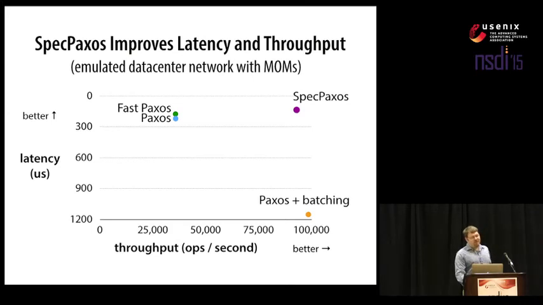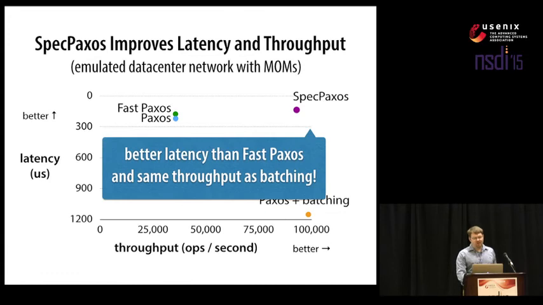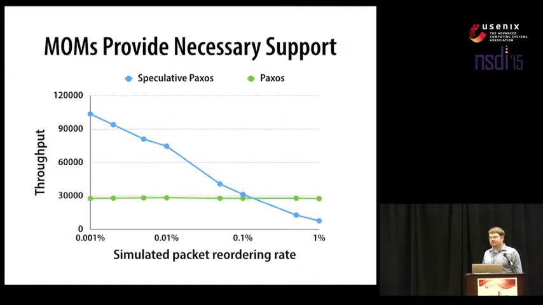And all of these experiments are running on our emulated data center network with the network serialization variant of MOMS. Now, Speculative Paxos performance depends pretty heavily on MOMS, as you would expect, because of this co-design approach. When ordering violations occur, we have to run this expensive reconciliation protocol. So in this experiment, we're simulating reorderings and showing the resulting throughput level.